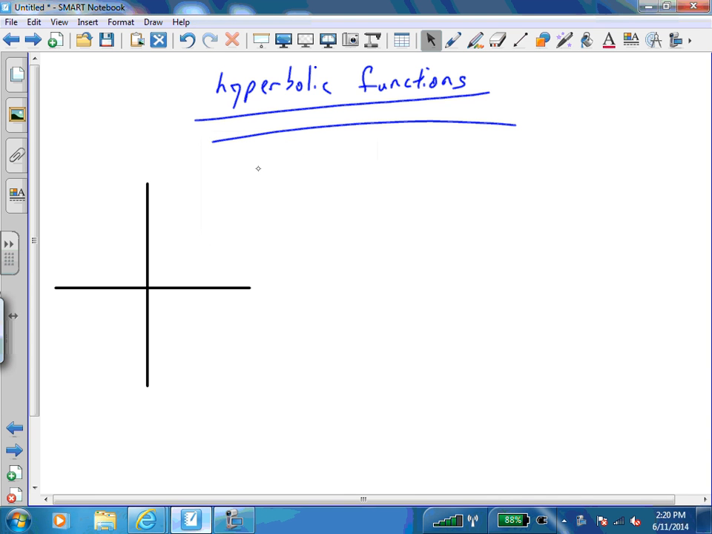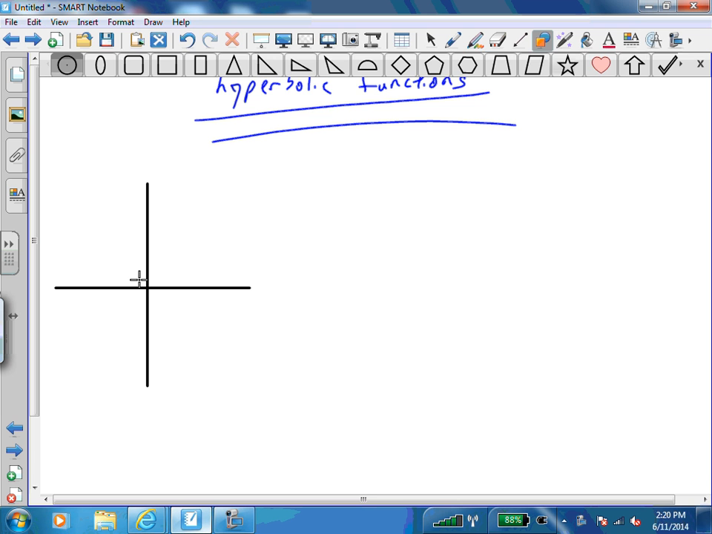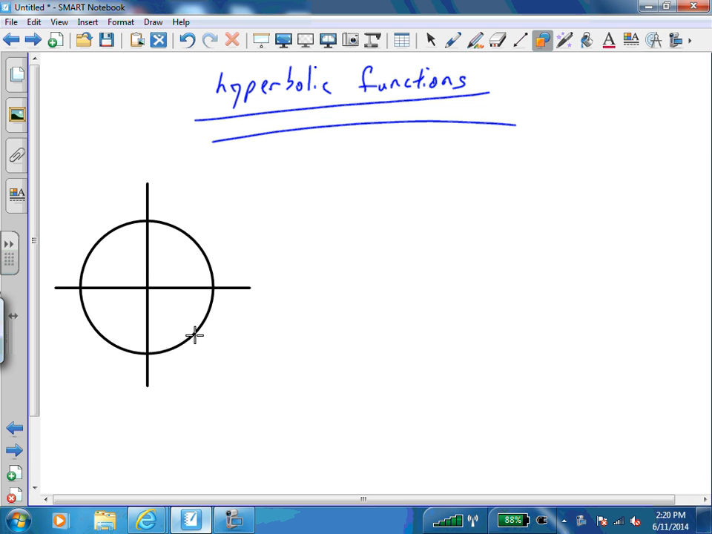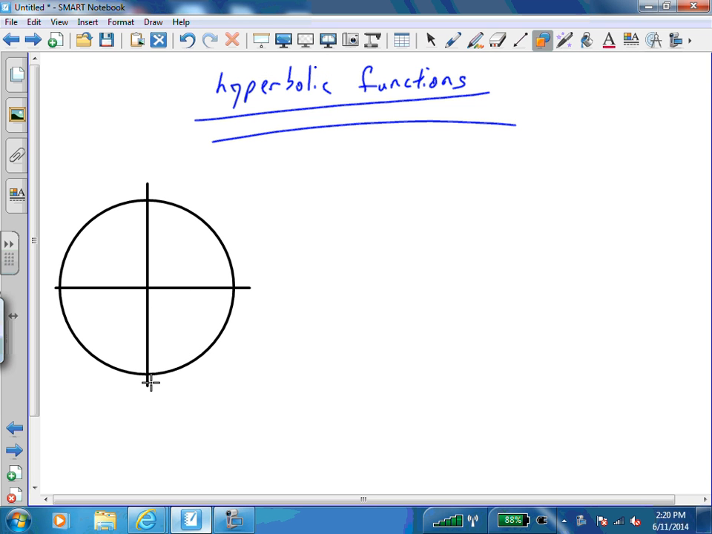So this section is about hyperbolic functions. So back when we talked about trig, the basic trig functions are actually what we call circular functions. And I'm not going to go into a lot of detail on it, but if you remember the unit circle, on the unit circle, what does the x-coordinate represent? Cosine, and the y-coordinate sine.